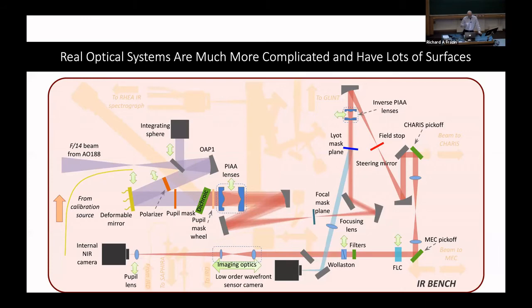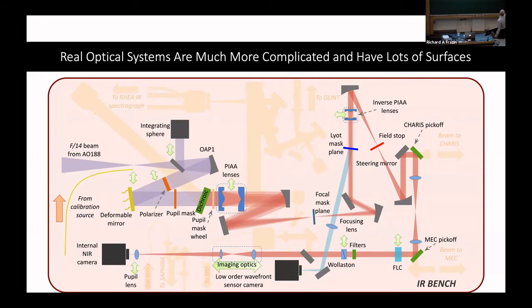Well, real optical systems have a lot more surfaces, and there's a lot more going on. So this is from the SCExAO test bench, where they try to achieve high contrast in the lab. And so the light is launched by a laser here on the left of the diagram, or the beam from the facility, from the telescope, can come in. And then it bounces all the way around.